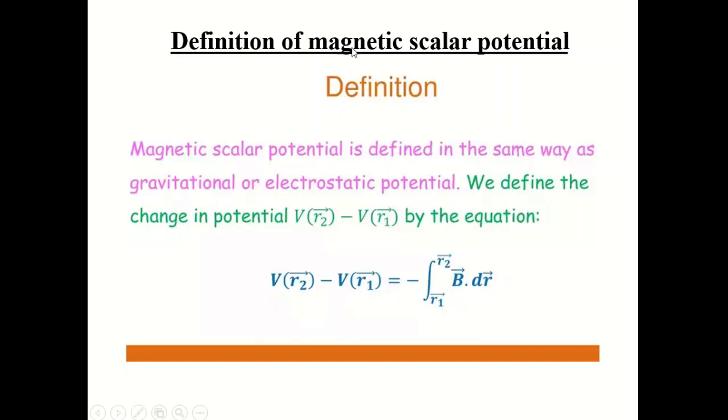Now, next is magnetic scalar potential. Magnetic scalar potential can be defined as the change in the potential is equal to the integral from R1 to R2 of B dot dr. That means the line integration of the magnetic induction B can give us the magnetic scalar potential. This is totally similar to the electrostatic potential, meaning the difference or the work done. So this is about the magnetic scalar potential.